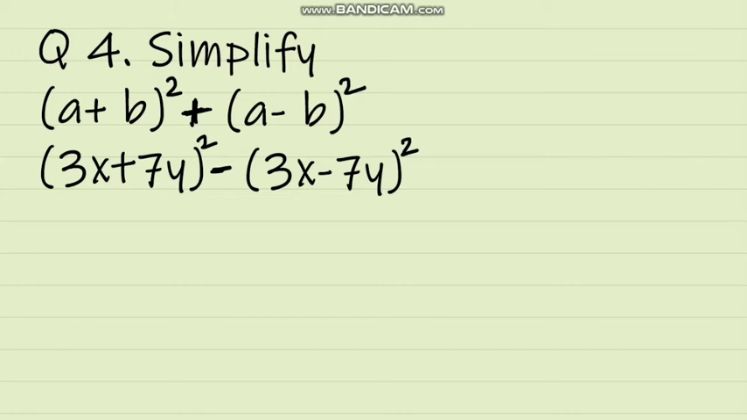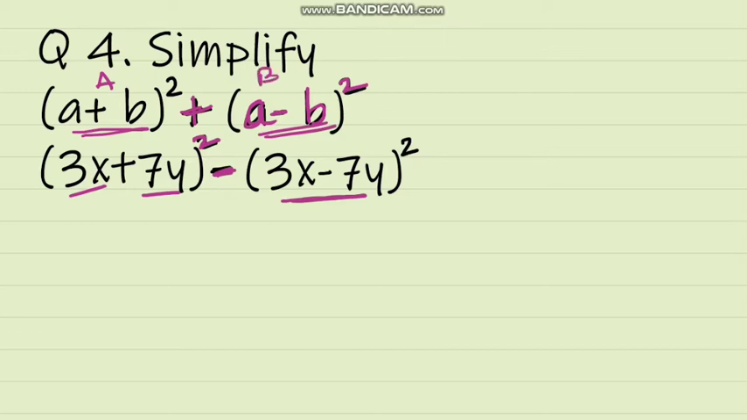See, in the first question it is given (a plus b) whole square plus (a minus b) whole square. Please see properly, (a plus b) whole square minus (a minus b) whole square. And the next question is (3x plus 7y) whole square minus (3x minus 7y) whole square. Children, please note here.